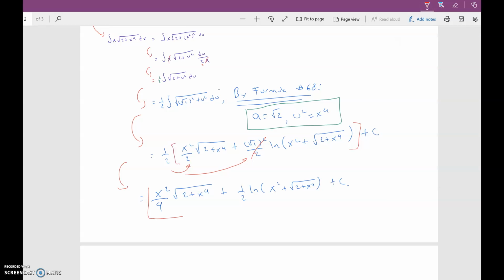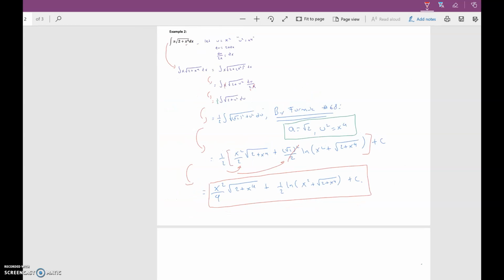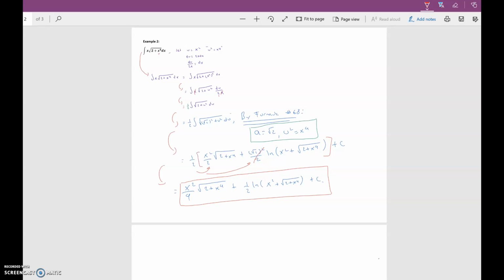So that would be the final answer. This one was a little bit hard to visualize, especially since if by accident we don't recognize that x to the fourth could be expressed as u squared, then we could have used something else, meaning a different formula that wouldn't actually apply, or end up with the conclusion that no formula actually works for this one. That would be it for this one.